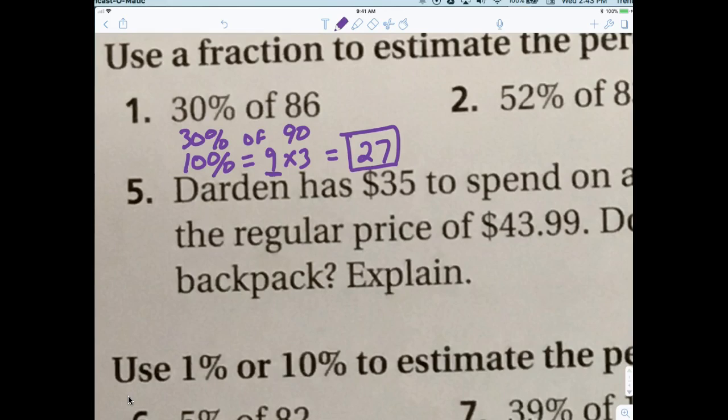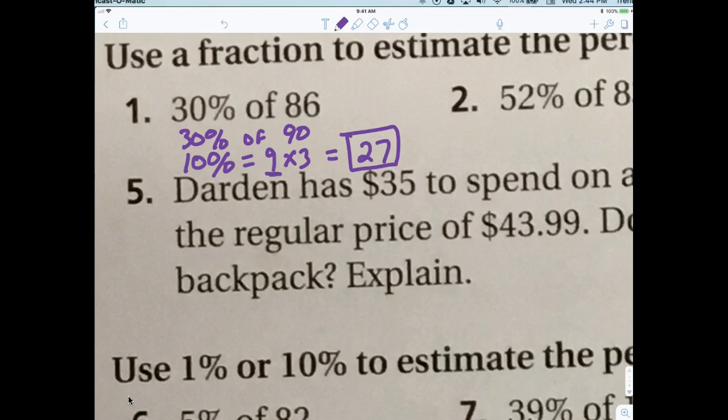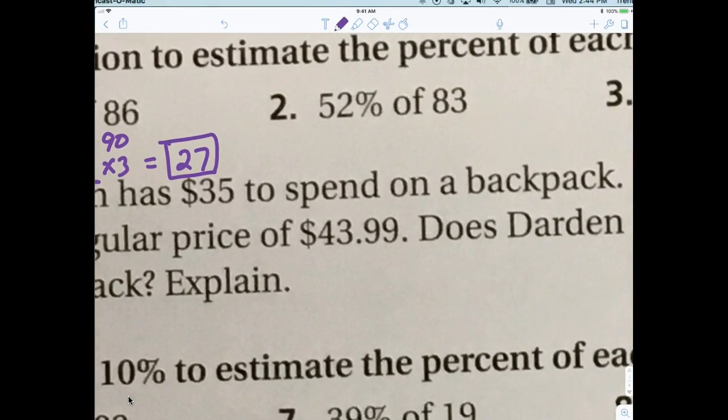10% is 9, but I'm interested in what? 30%, so I have to multiply by 3. Do you agree with that? I can write it out more if you want me to. Do you want me to write it out more? Okay. So let's look at number 2 now.